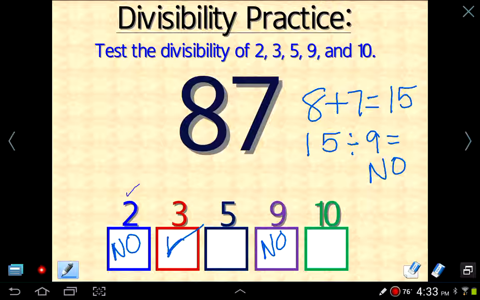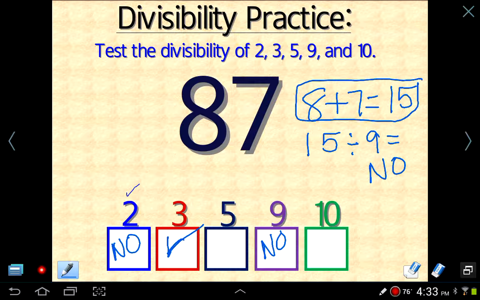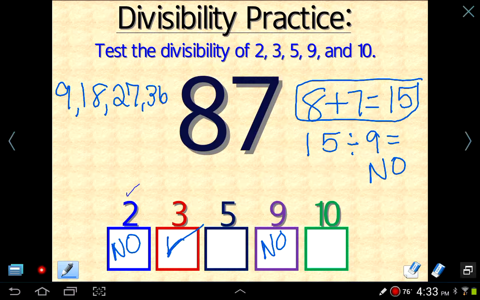So the rule for 9 is you add up the digits and you want to get a number that's divisible into 9. Now what numbers is 9 divisible into? Well, 9 is divisible into itself. 9 is divisible into 18, 27, 36, 45, 54, 63, lots of numbers, right? 72, 81, 90.